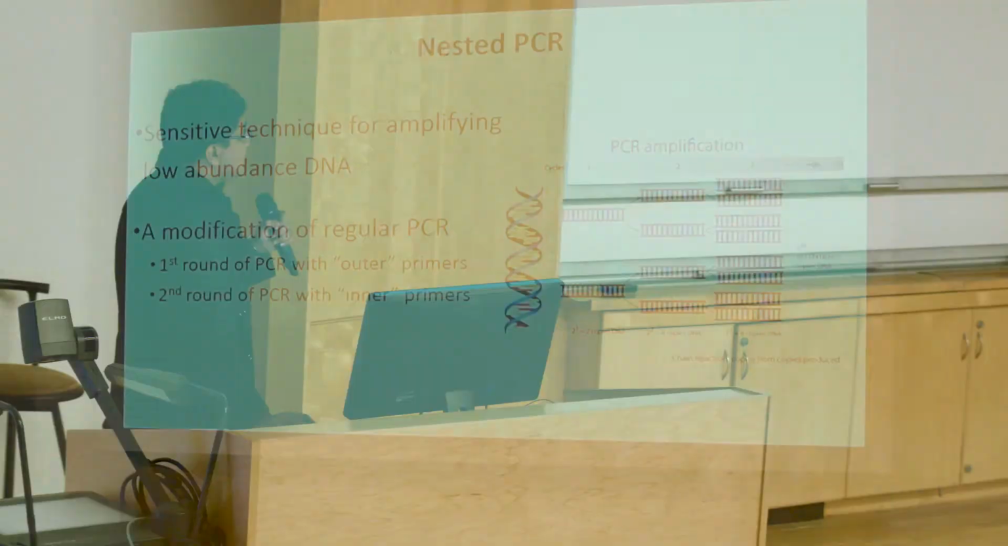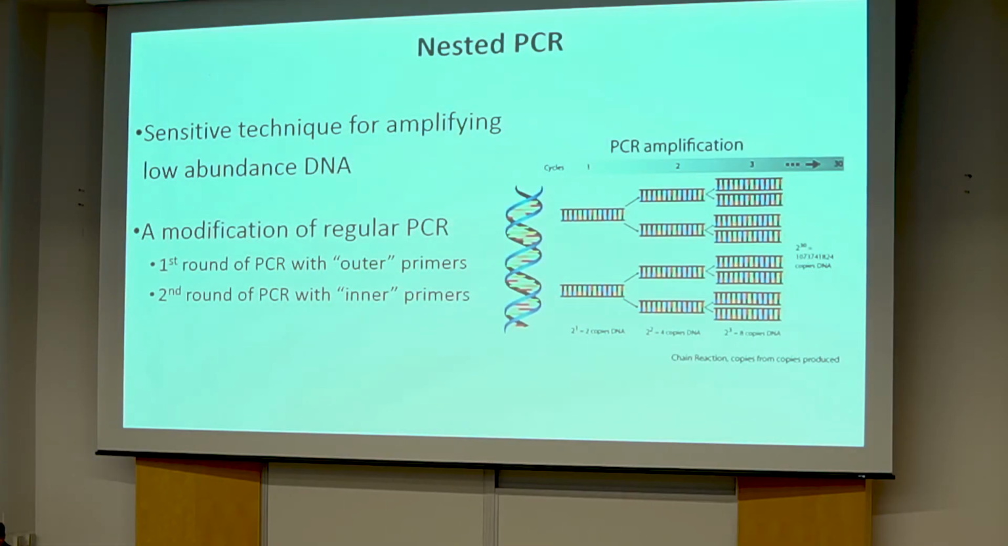At the beginning, let's talk about nested PCR. It's a sensitive technique for amplifying low abundance DNA, and it is a special form of PCR different from normal PCR. Here, in nested PCR, we use two different primers, one outer and one inner. From our first round product, we use the PCR product to do a second round of PCR. And this second round of PCR goes for a gel run.